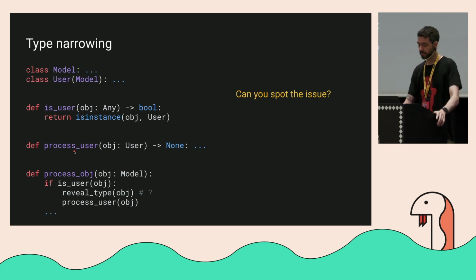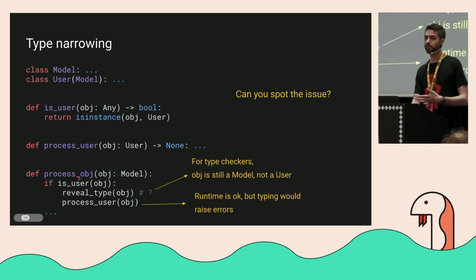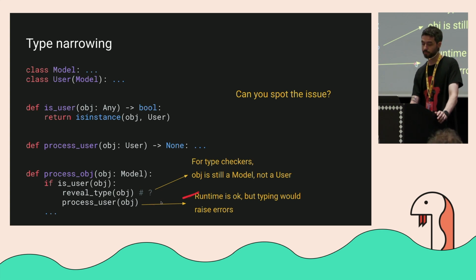At runtime, great, but can you spot the issue with the typing here? The issue is basically, in is_user, when you do isinstance, you are narrowing, but in here the type checkers have no idea that you just narrowed it to be a user. So for the type checker, this is still a model. And if you try to pass a model to process user, it doesn't work because it wants a user.